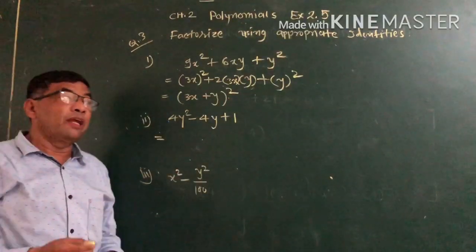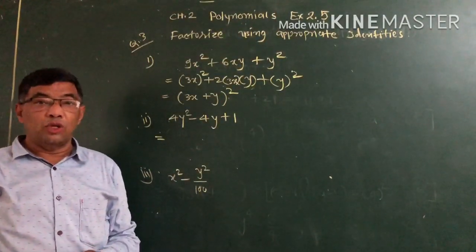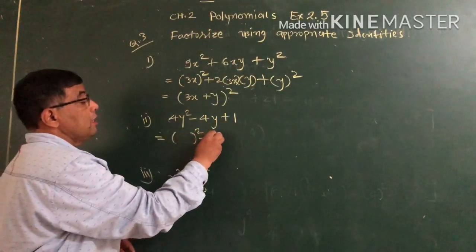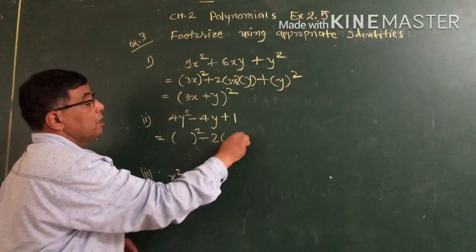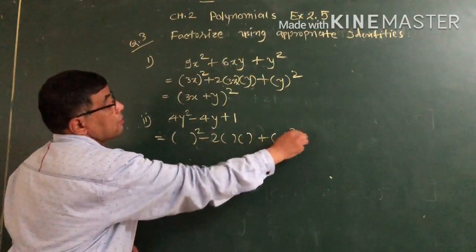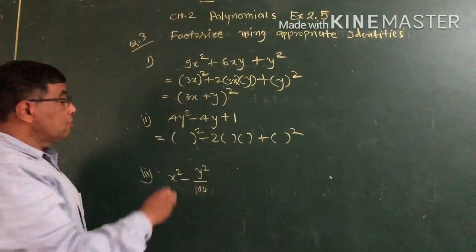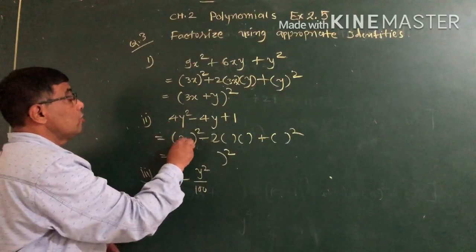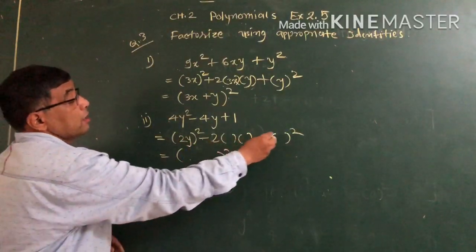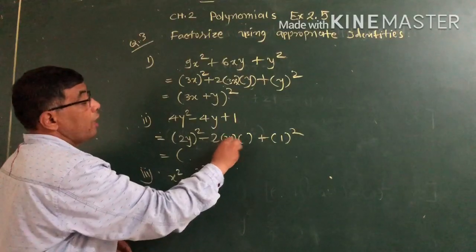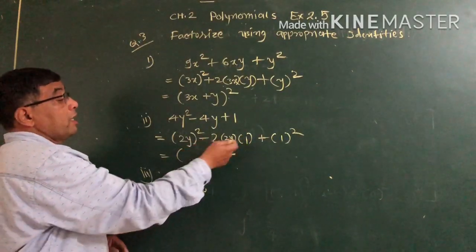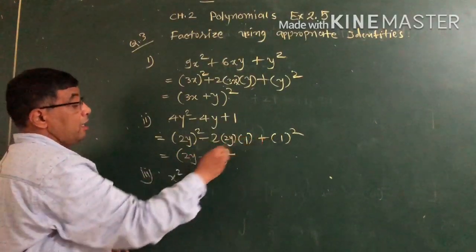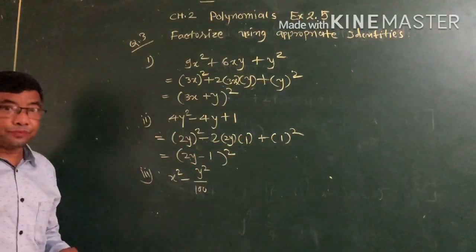Here also we have to apply an identity. That is (a - b) whole square equals a square minus 2ab plus b square. So first of all we arrange it as a square minus 2ab plus b square. Then the answer is (a - b) whole square. So let us check: (2y) whole square, here is 1, here is 2y and 1. So we are getting minus 4y.